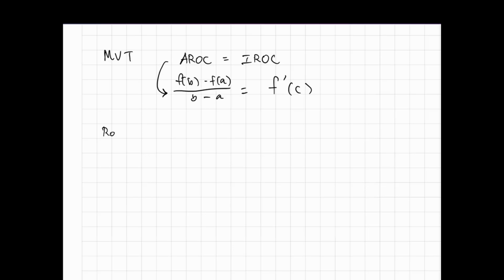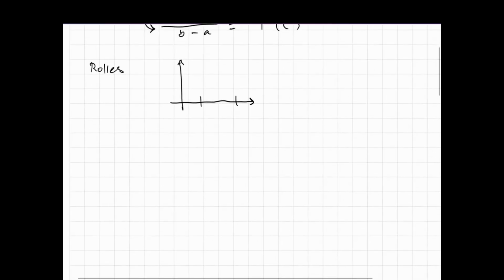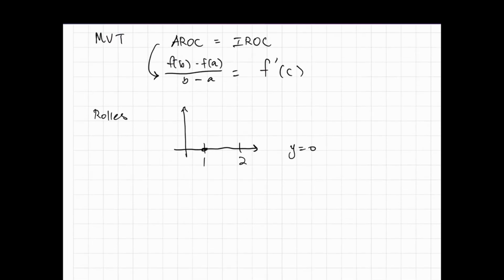Next up, Rolle's Theorem. This tells us that if the endpoints are equal, then there must exist a critical point. So for example, let's say at 1 and 2, both of the y values are at 0. So the endpoints of the y values are both at 0. So that means it doesn't matter what the function looks like.